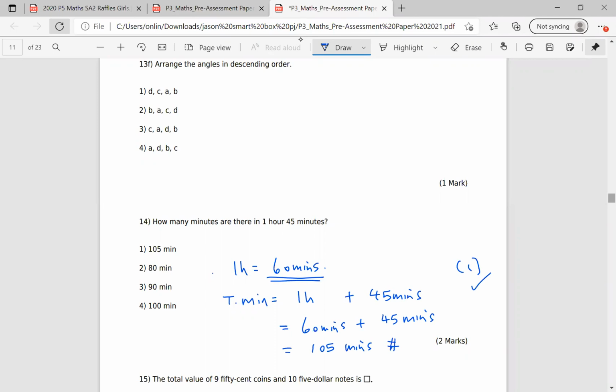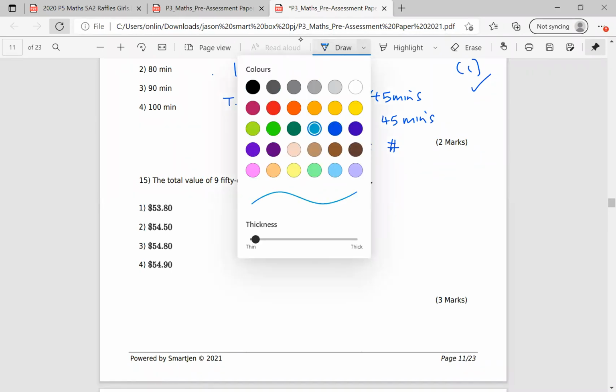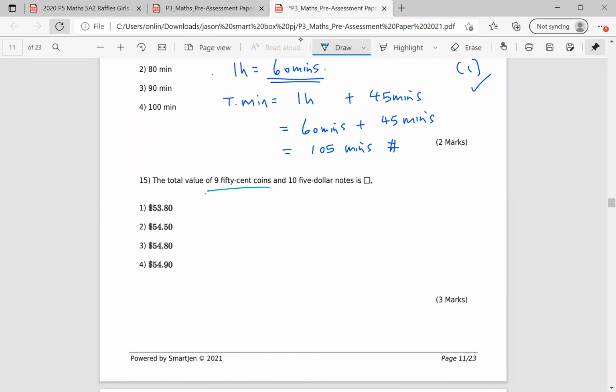So the next one, which is question 15, the total value of 9 50 cents and 10 $5 notes. So we're going to move and then see that here is 9 50 cents. So 50 cents means 9 times 50 cents. What we have here is $4.50. And then we have 10 $5 notes, so 10 times $5 note. So we will get $50 here.